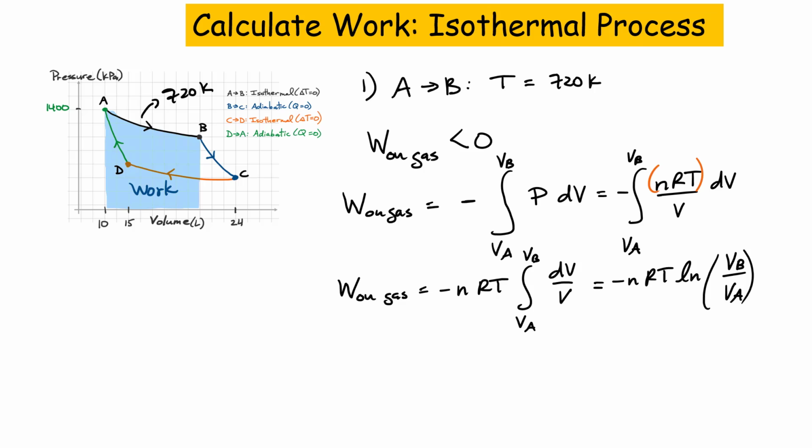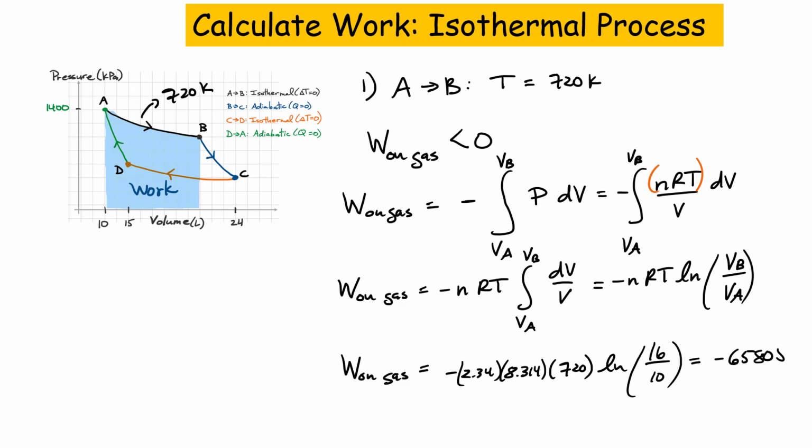The volume at point B was 16, right? And the volume at point A we know was 10. So all you do now is substitute in our values, right? The picture is clearly not to scale here, but that's okay. So we have minus 2.34 for the number of moles, 8.314, the temperature was 720 for this process, and then the natural log of 16 over 10. Again, put that in the calculator, you get roughly, just keeping 3 significant figures here, minus 6580 joules. Okay, that's the area represented by that blue case.